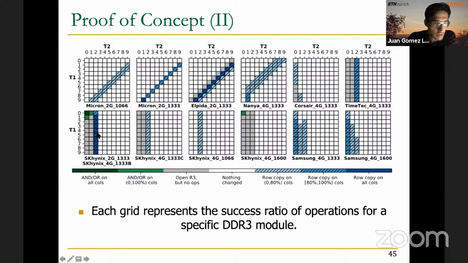For example, here for these SK Hynix chips, or here for this Micron chip, or here as well. These blue colors correspond to the row copy operation. For AND and OR operations in the Ambit-like style, it's not so frequent that this happens in real chips, but still in some of the cases, for example in this case here, there is 100% success. So this is definitely promising.